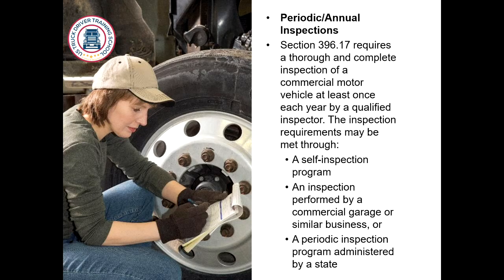Section 396.17 requires a thorough and complete inspection of a commercial motor vehicle at least once per year by a qualified person. The inspection requirements may be met through a self-inspection program, an inspection performed by a commercial garage or similar business, or a periodic inspection program administered by the state. Documentation of the periodic inspection must be carried in the vehicle. Documentation includes a written inspection report and/or inspection decal.